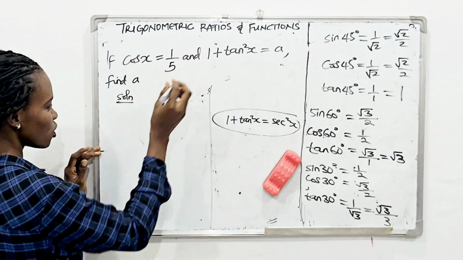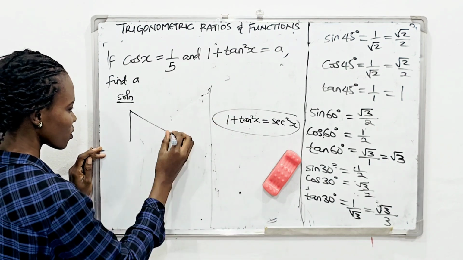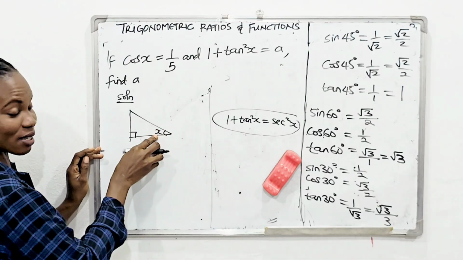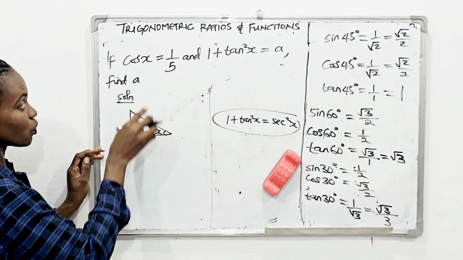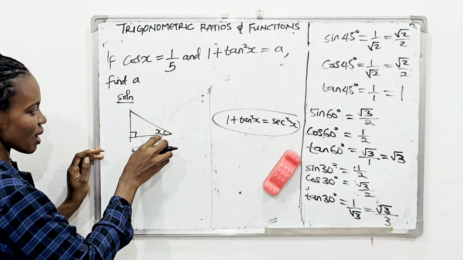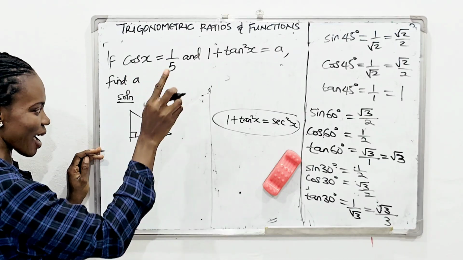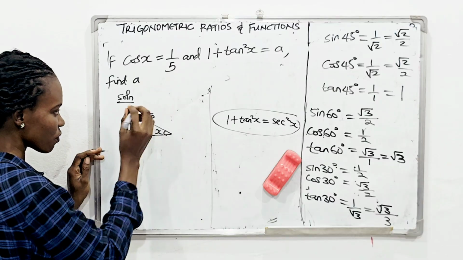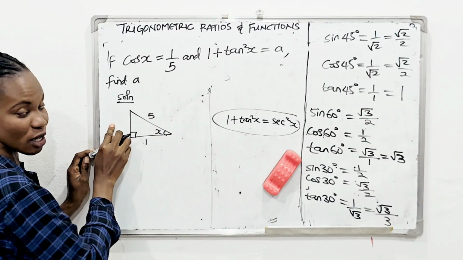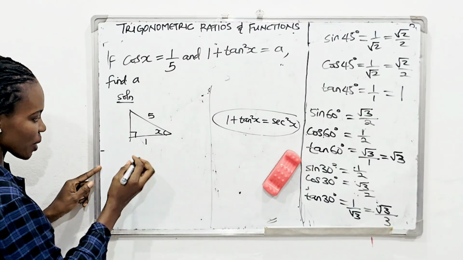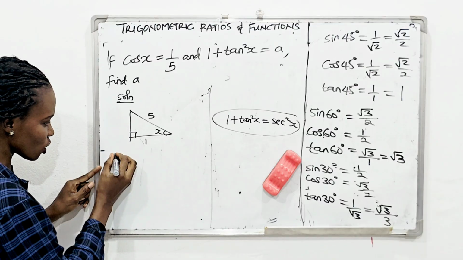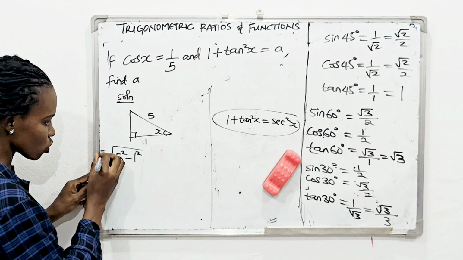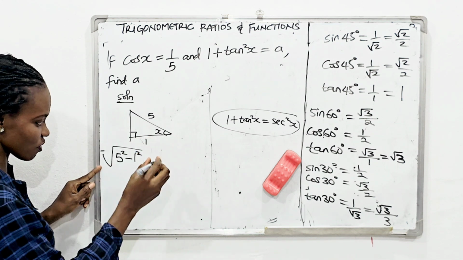So now let me have my right angle triangle. Let this be x, that is the angle. Cos x, angle x is opposite. Cos means adjacent, so here will be 1. Hypotenuse here will be 5. Can we quickly find what will be here using Pythagoras theorem? Pythagoras theorem, to find this side, is going to be the square root of 5 squared minus 1 squared. We did it in the other video, right?